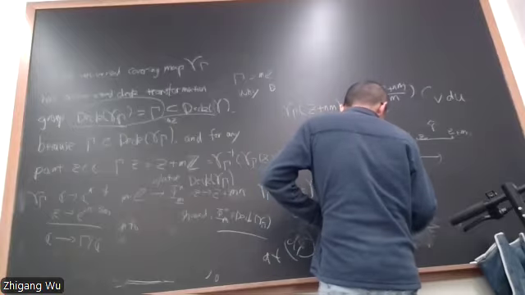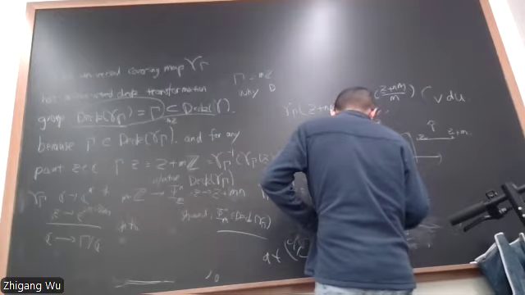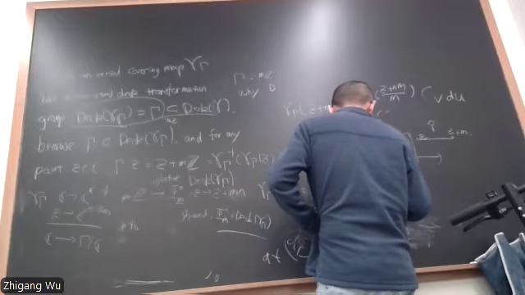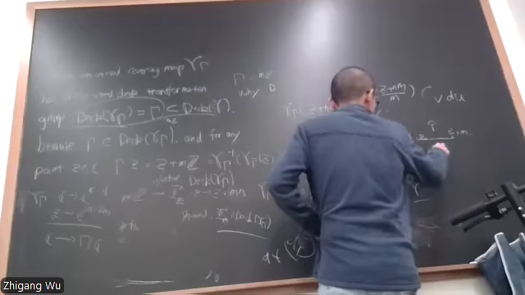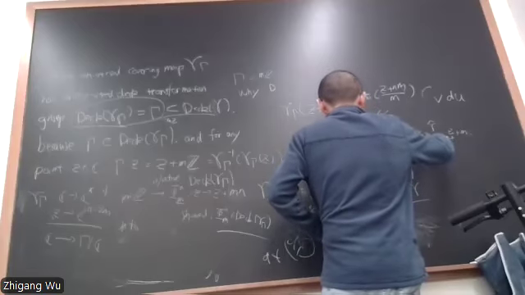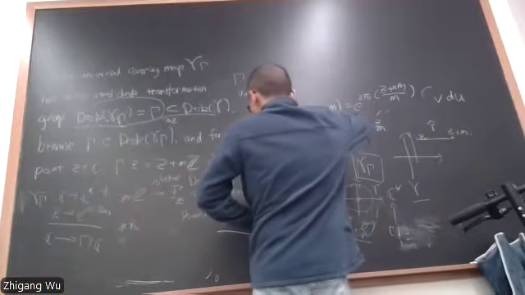So we can always map this part, one element of this part one, onto the deck transformation group by this view. Okay, by this view.